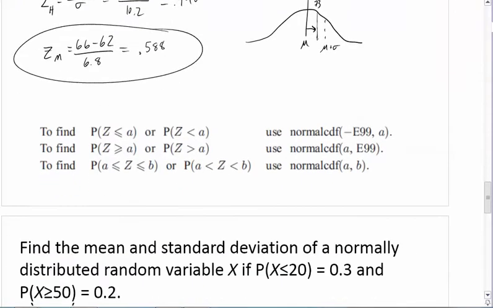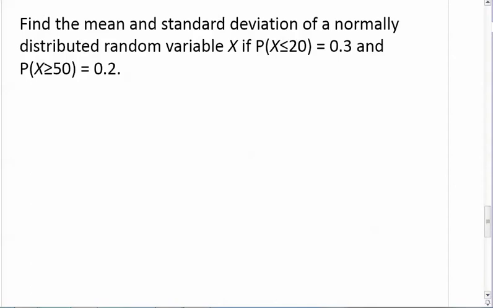Okay, so let's look at one other example. This is the last one I'm going to go over. Find the mean and standard deviation of a normally distributed random variable x if the probability of x being less than 20 is 3 and the probability of x being greater than 50 is 2.